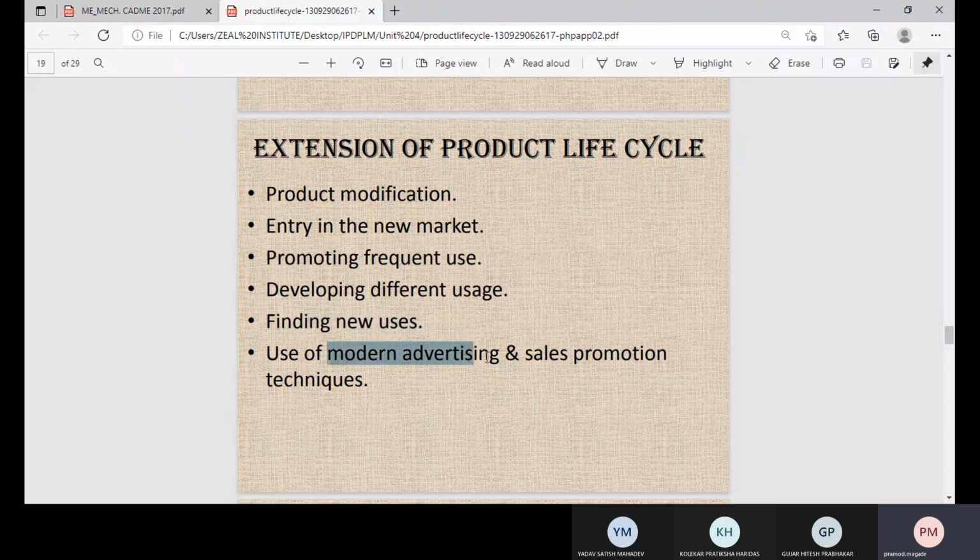Finding new uses, use of the advertising and sales promotion again from that stage, then we can survive. That we called as a extension. So write down this point.